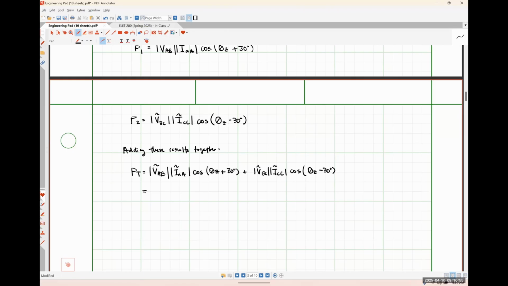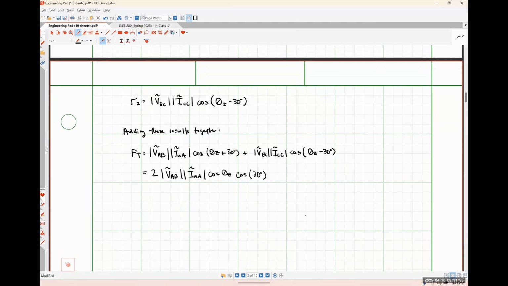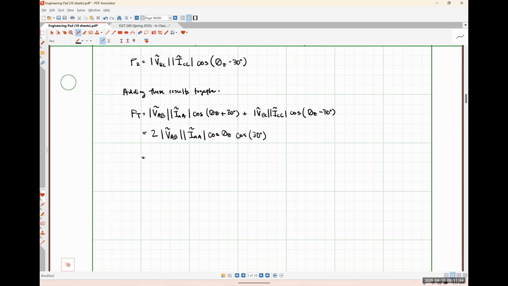So really, we've got just a trig identity essentially to deal with. I'm not going to bore you guys with that, but what it comes out to be is twice the magnitude of VAB times the magnitude of IAA times the cosine of theta Z, our actual impedance of our load, times the cosine of 30 degrees. So, before I ask you guys to do it, yep. What is twice the cosine of 30 degrees? Square root of 3. So 2 times the cosine of 30 degrees is root 3.